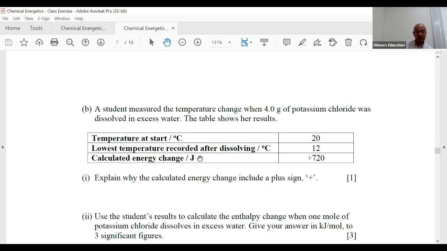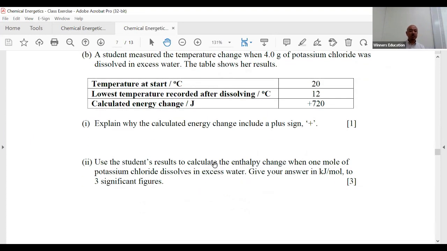Half an hour, good. A student measured the temperature change when 4 grams of potassium chloride, a new salt, was dissolved in excess water. A good question. The table shows a result. So let's take a look. Temperature at the start, 20. Lowest temperature recorded after dissolving, 12.